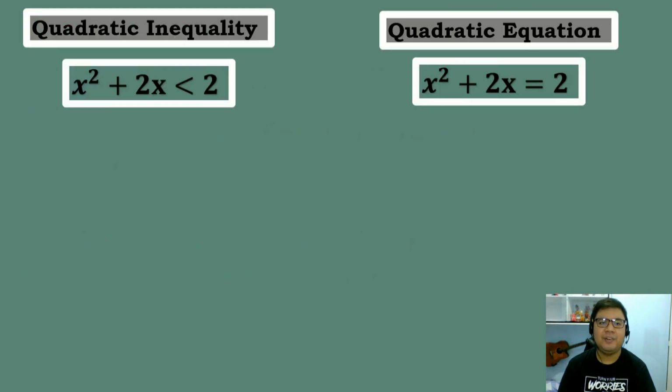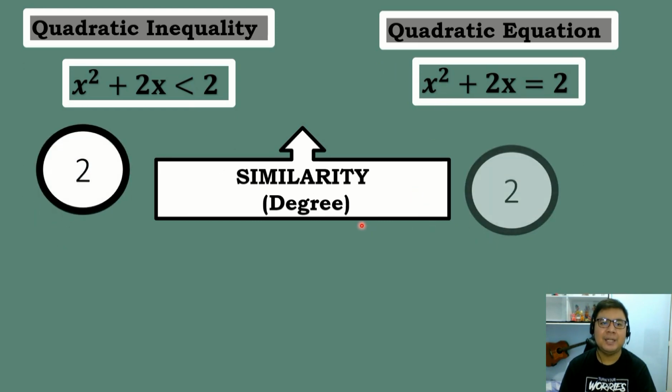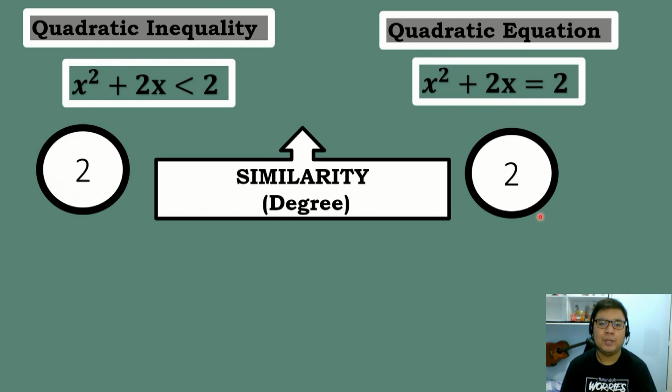Let's find the difference between the quadratic inequality and quadratic equation. So, we have the given for the quadratic inequality: x squared plus 2x is less than 2. And for our quadratic equation, we have the given equation x squared plus 2x is equal to 2. The similarity between the quadratic inequality and quadratic equation is they have the same degree. So their degree is equal to 2. So they have the same exponent.